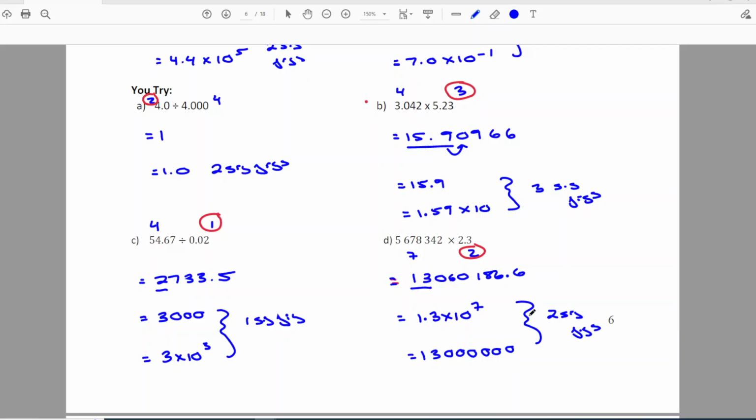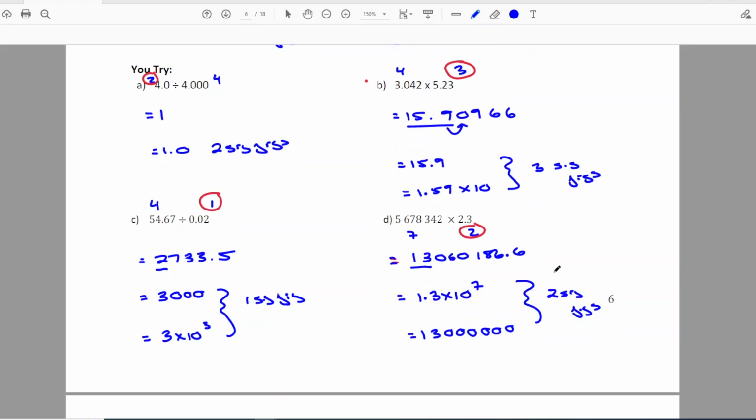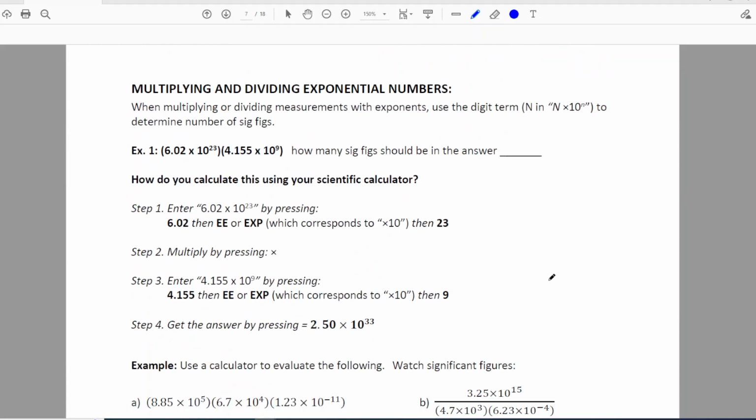So multiplying and dividing is pretty straightforward. You just count the sig figs in your question and then you answer to that many sig figs, and you have 2 choices. You can write every answer in standard form or scientific notation, whatever makes the most sense to you. It's totally up to you. But now let's practice that scientific notation thing.